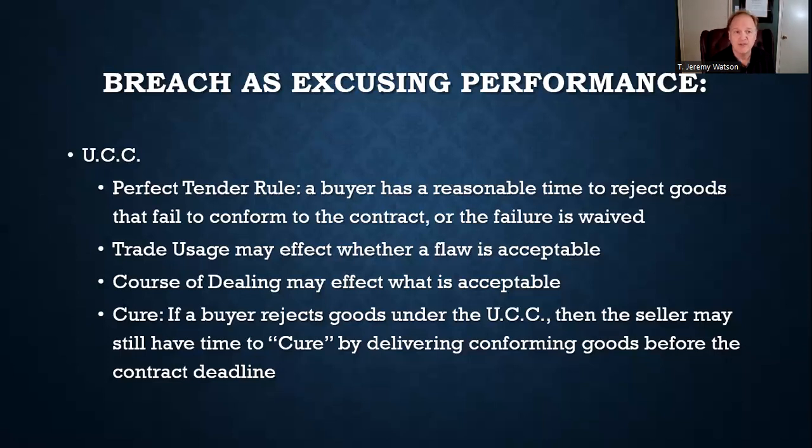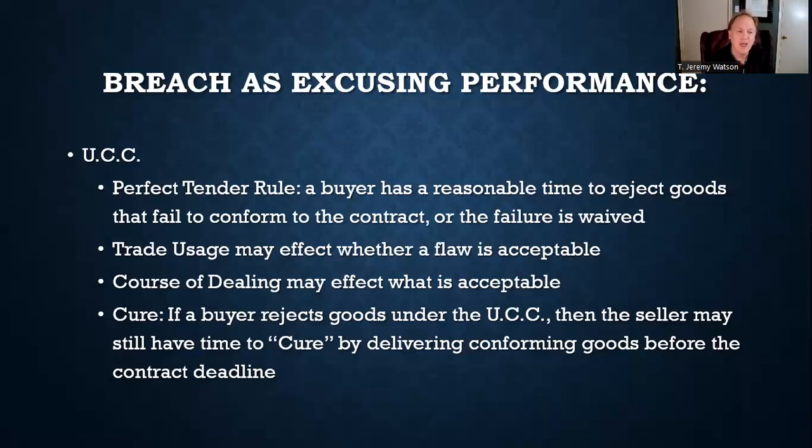If they don't reject within a reasonable time, the UCC says, well, you had your chance. You must have accepted these, right? You don't get to take the tangerines, try to sell them, and then if you can't sell them, then sue your supplier, because that's unfair. Right? We want to facilitate transactions, but we want to do it in a fair way. So that's the perfect tender rule under the UCC. A seller who does not make perfect tender, the buyer has a reasonable time to reject the goods, and if they don't, then the failure is waived.